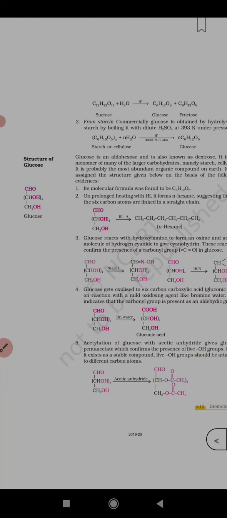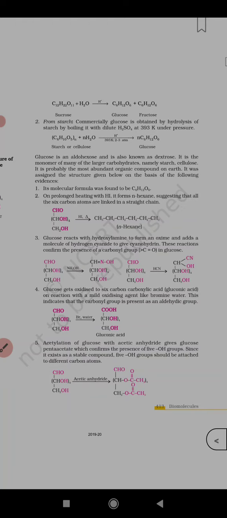Now let's talk about acetylation of glucose. Acetylation of glucose with acetic anhydride gives glucose pentaacetate, which confirms the presence of 5 OH groups. Since it exists as a stable compound, 5 OH groups should be attached to different carbon atoms.